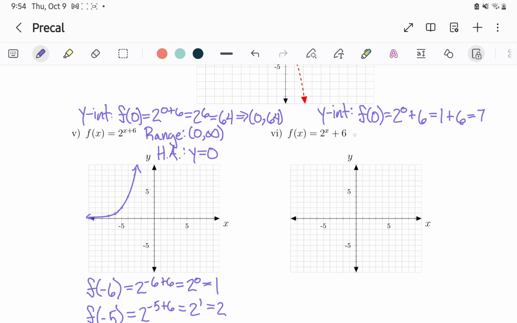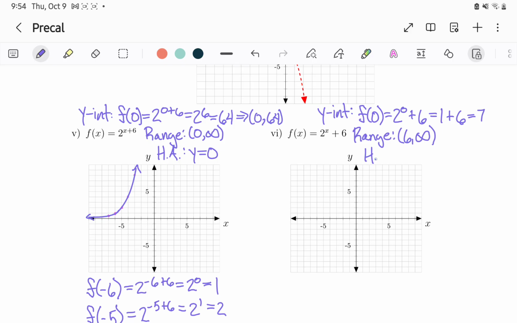The domain is still all real numbers. The range is going to change here because we finally have a vertical translation or shift. This is a vertical shift up by 6 units, and there is no vertical reflection going on. So our range here is just going to be the range of the parent function f of x equals 2 to the x, but shifted up by 6 units. So we're going to go from the interval from 0 to infinity to the interval from 6 to infinity.